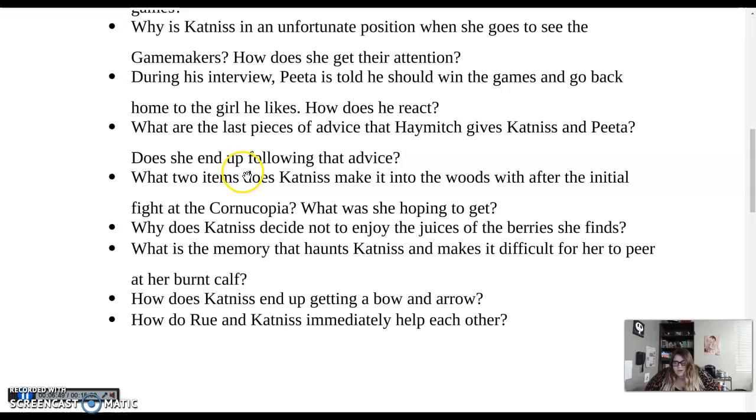Okay, what are the last pieces of advice that Haymitch gives Katniss and Peeta? A couple of things could be the answer here. He tells them that they don't need to get sucked into the fight at the cornucopia. He's like, don't get tempted by all the stuff they're going to have there. They're just trying to lure you into a bloodbath. You need to immediately jump off the podium and run into the woods and get away. And then he says to find fresh water. The very last thing he says to them is stay alive.